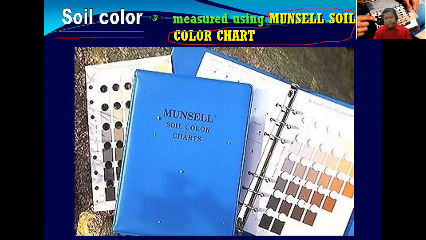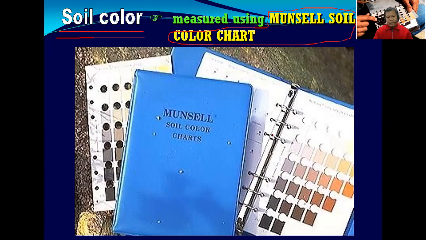Then there are some different plies and leaves on the notebook which have specific colors. For example, we take samples or maybe pieces of soil on the ground, then try to compare the color of that soil to the notebook, then you would be able to identify the color of the particular soil.